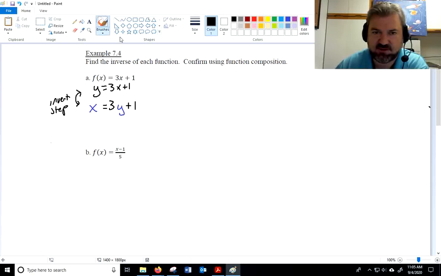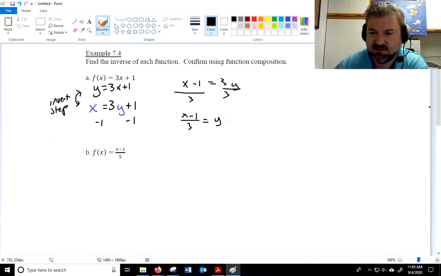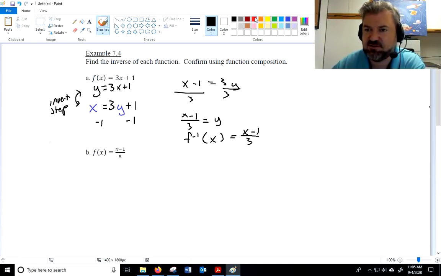So I'm going to subtract 1 from each side, and that will give me x minus 1 equals 3y. Then I'll divide both sides by 3, giving me (x minus 1) over 3 is equal to y. And I'll write that in inverse notation. We're saying that f inverse of x is equal to (x minus 1) over 3. And let's check our work. We're going to check our work by using f of f inverse of x. We'll see what that does.